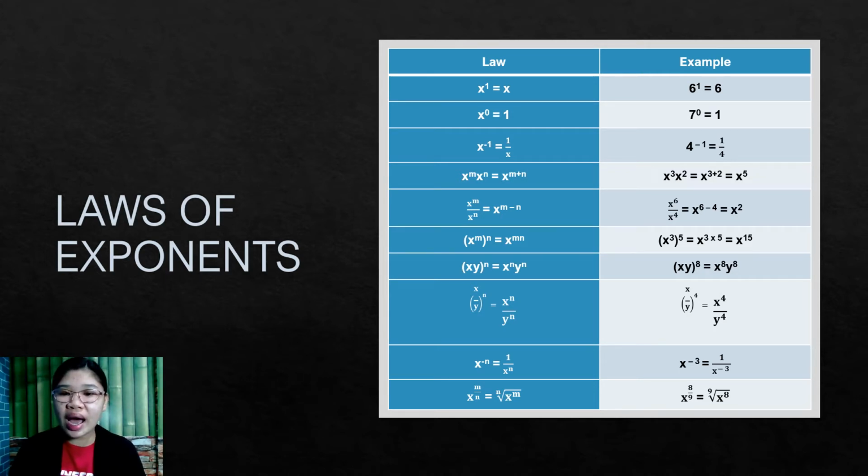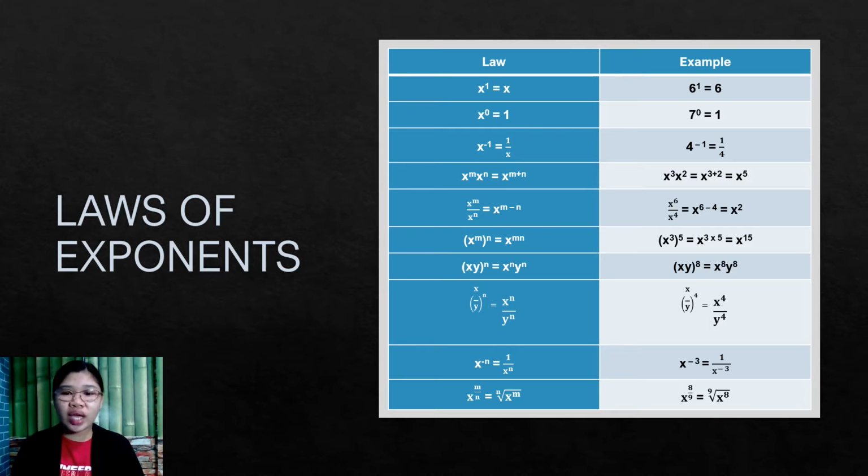Next, we have x raised to m over x raised to n, or division having the same bases. That is, you need to subtract the exponents of the same bases. So here we have the example x raised to 6 over x raised to 4. That is the same base x. 6 minus 4, so the final answer is x squared, or x raised to the power 2.